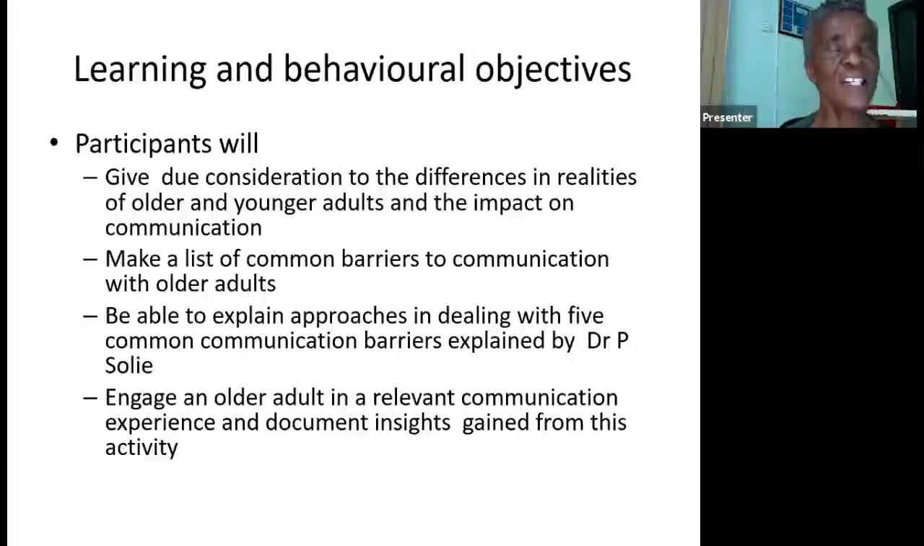And for you to engage as part of your portfolio, coming quickly behind the one yesterday, you are going to engage an older adult in a relevant communication experience and document the insights you gain from it based on our discussions. So at the end of this slide, I asked Miss Falloon, who is having little difficulties with her email, to send the handout to you, so you will get that in short order. I left her playing with the computer.